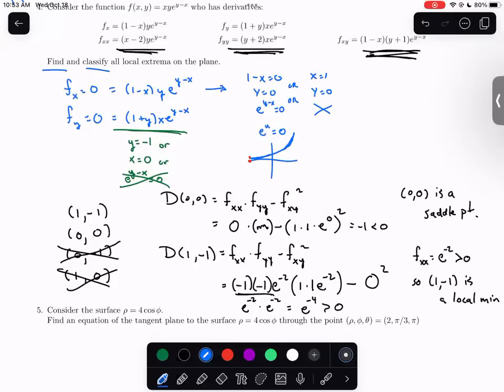All right. Any questions on this one here? Yes, here in the middle. Yep.